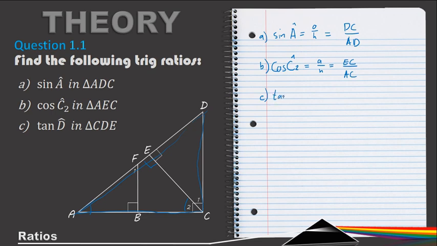Then C, we want to find tan of angle D. And tan is opposite over adjacent. If we have angle D in triangle CDE, so CDE is this smaller triangle, then to find the opposite side, that's just the opposite side EC over the adjacent side, which is this side from the angle to the right angle, so that's DE.